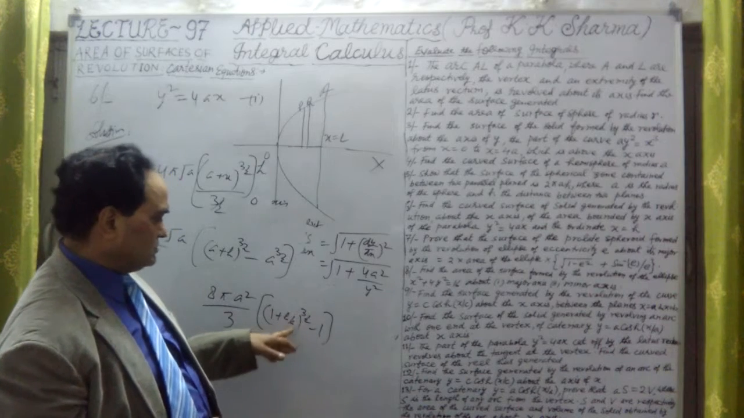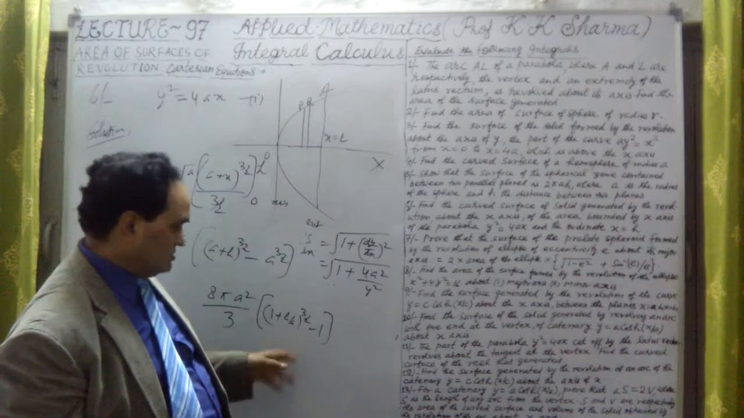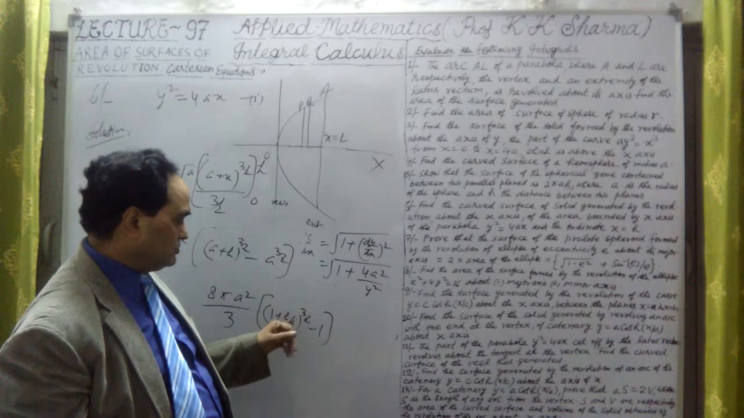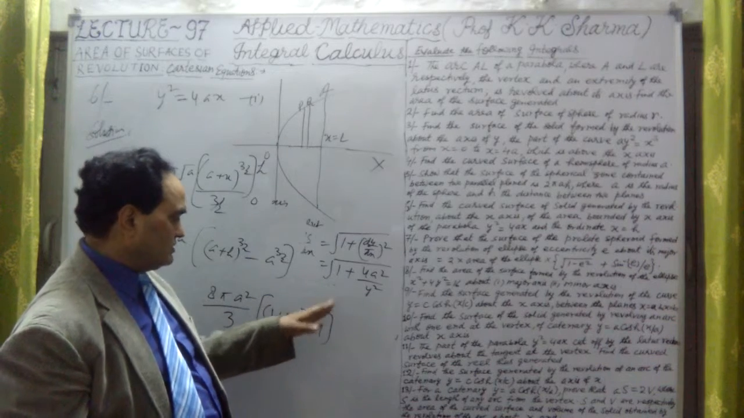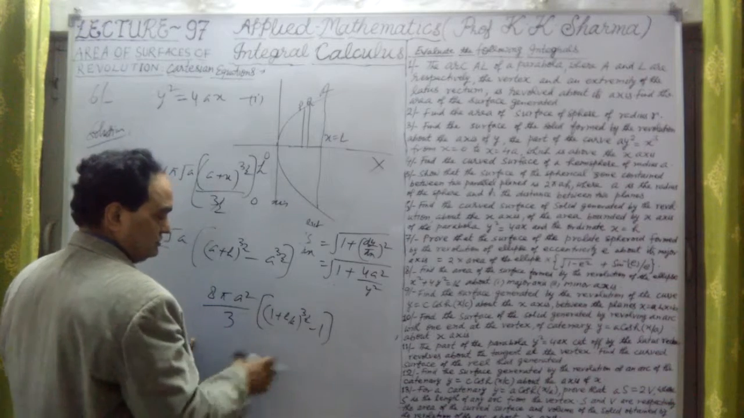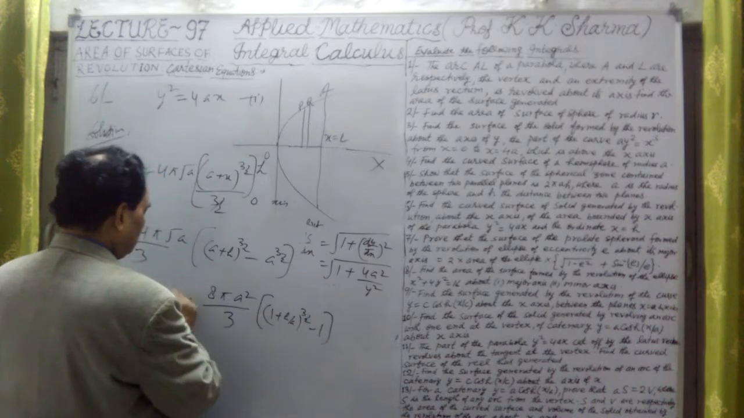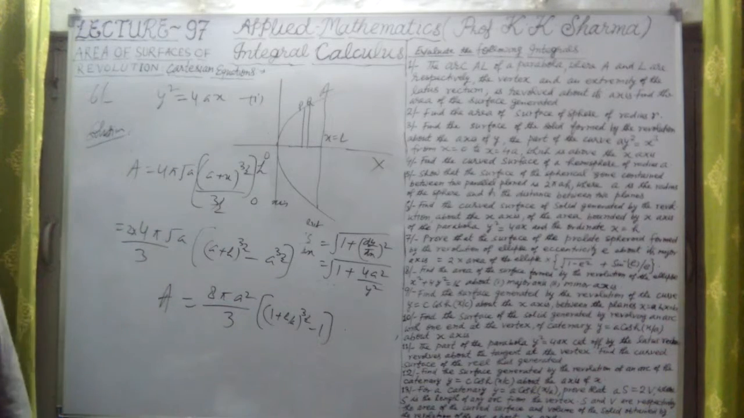We can just open this: 1 will be cancelled out, then h upon a whole power 1, plus h upon a whole square. In that way we will calculate and get the values upon factorial 2 and so on. That is the point. This is the answer here. A equal to this value. So that is the point here.